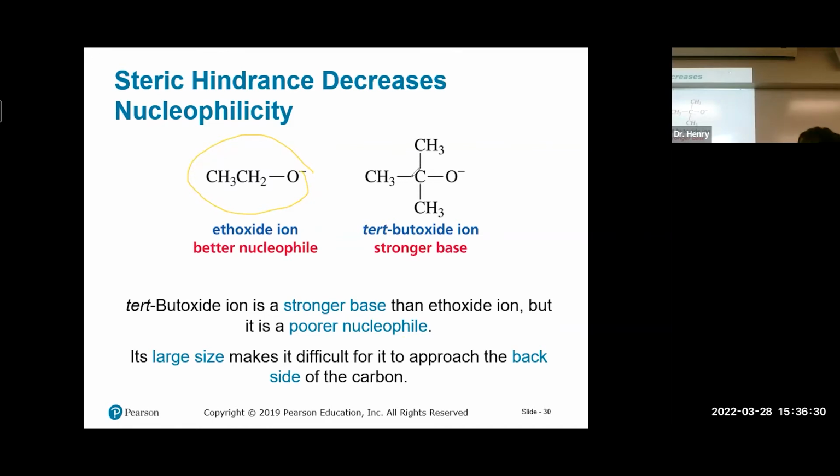So these guys are kind of surrounded by those methyl groups, so it's going to be kind of hard for it to interact. So you're not going to have easy access to other components. Where here, you're going to have easy access. Here, you're not going to have easy access because you have methyl groups that are going to be kind of interfering with things. Okay, so then the tert-butoxide is going to be a stronger base than the ethoxide, but it's going to be a poor nucleophile.